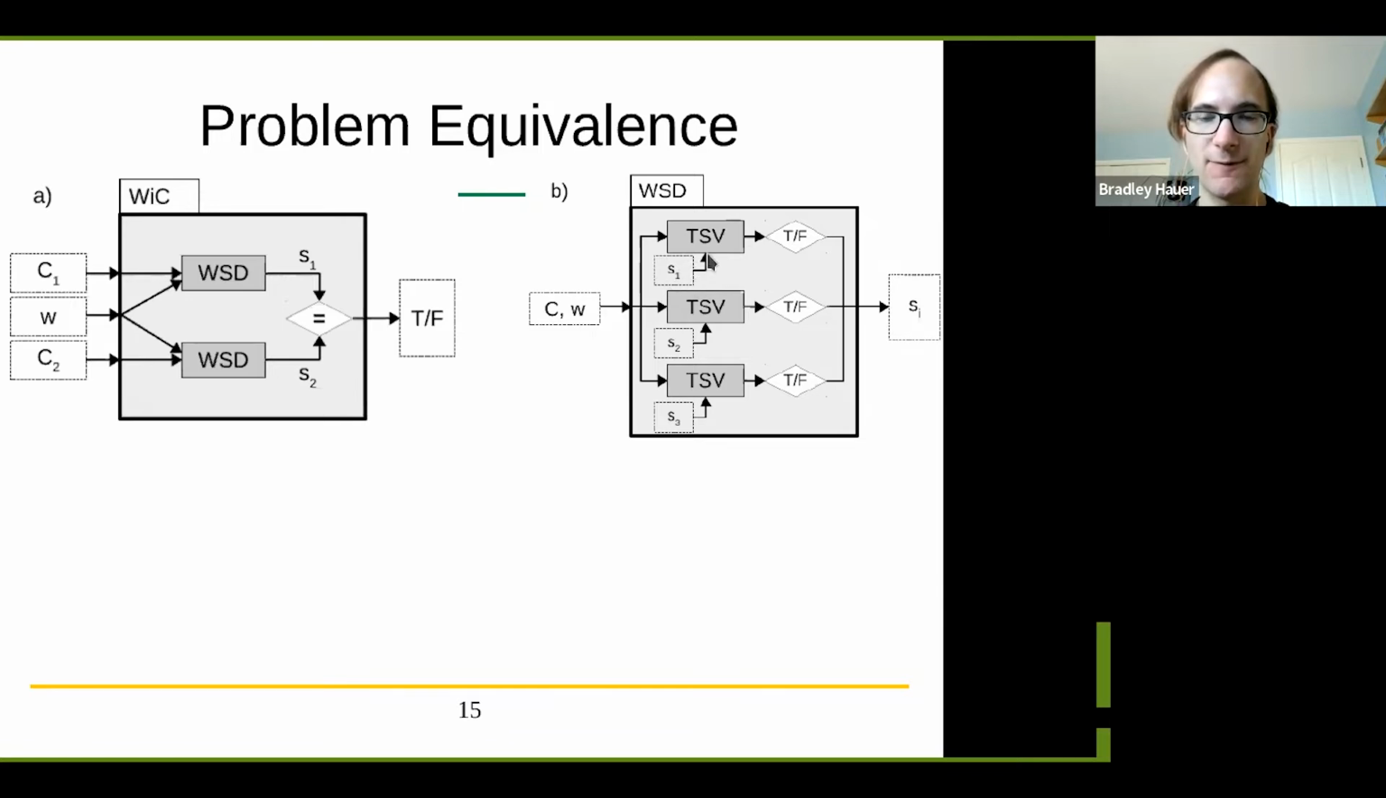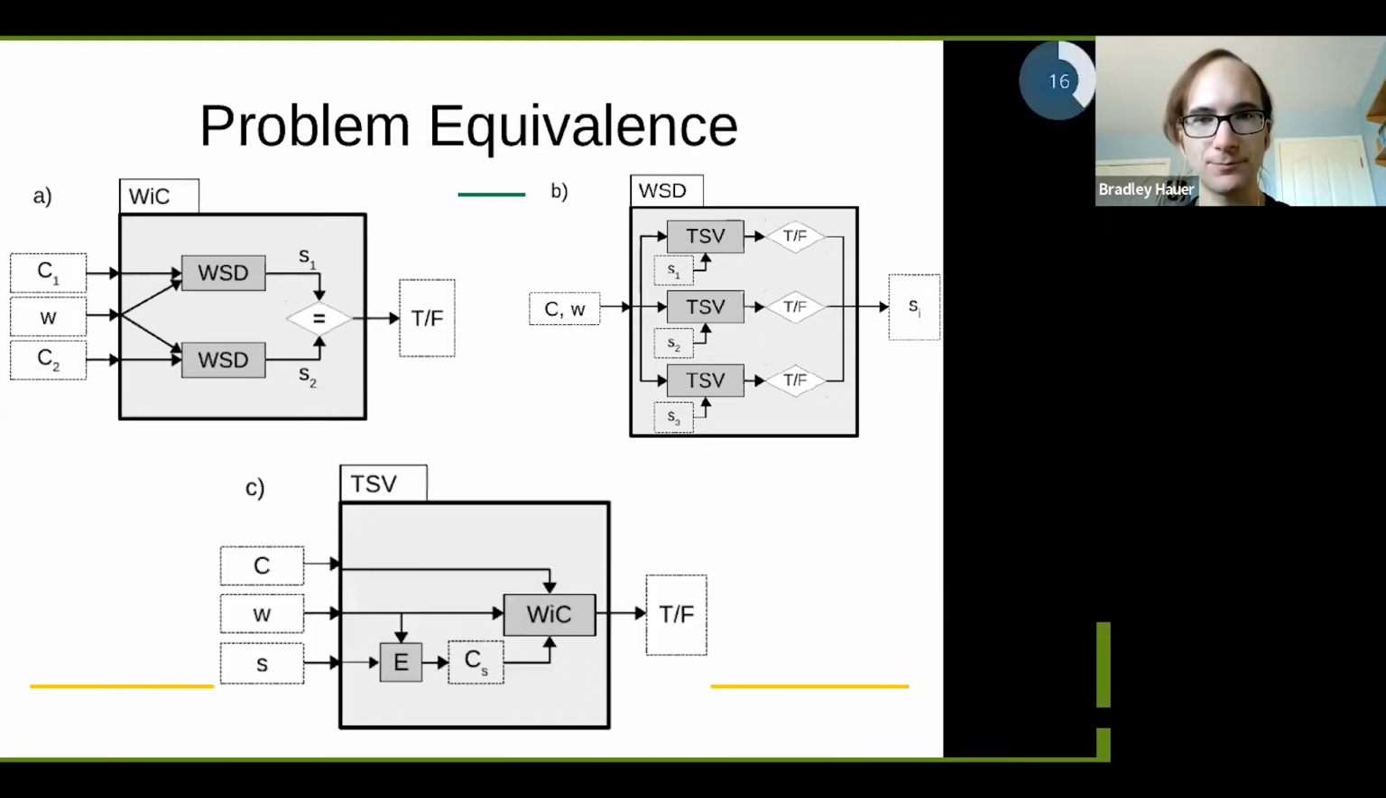We just ask our TSV system, is this the sense, S1? How about S2? Is S3 the sense? And so on. I only have 3 examples here in this diagram, but of course, in practice, this could scale to any number of senses. We work under the assumption that a word in context has precisely one correct sense. Therefore, there should be exactly one instance that returns true, and that should correspond to the sense of the word W in the context C.